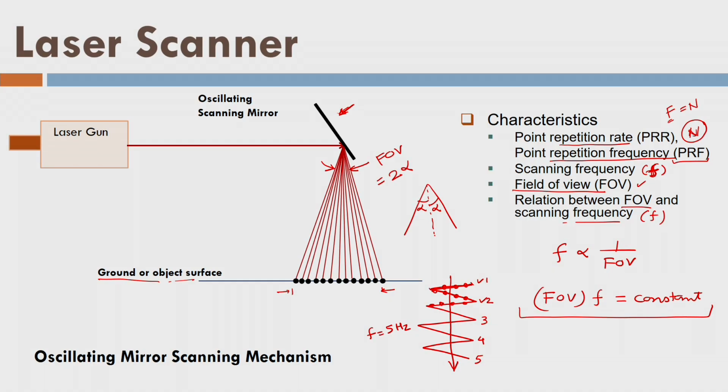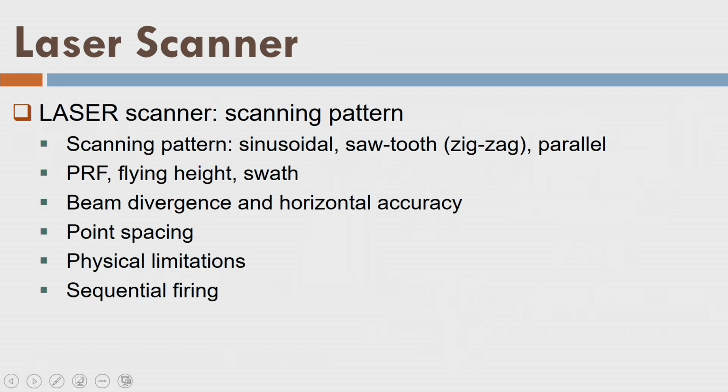So, let us go ahead with this idea that we have now learned about the laser scanner. The laser scanner has some more properties, for example, the scanning pattern. We have just talked about the zigzag pattern, or sawtooth pattern, or Z-shaped pattern. It can also create a sinusoidal pattern or a parallel pattern. We will see these patterns in the coming slides.